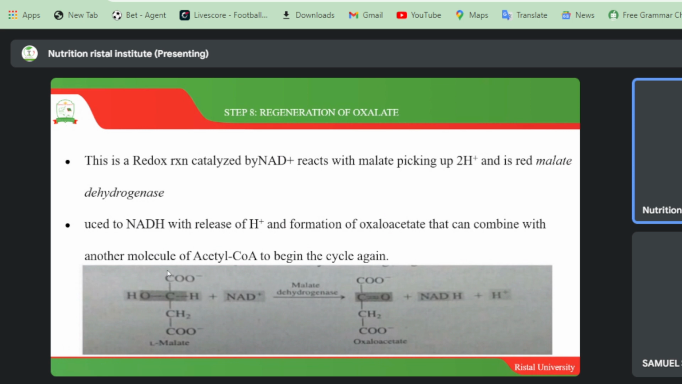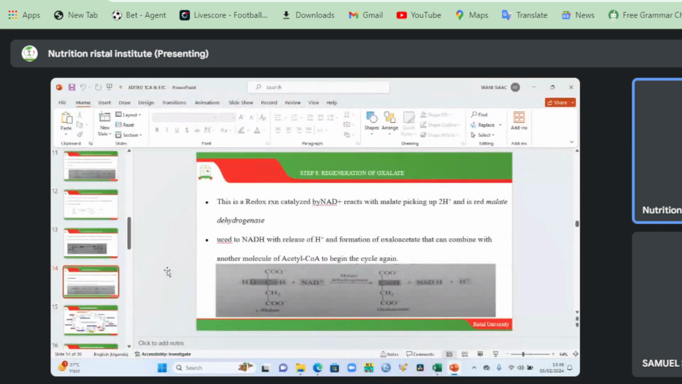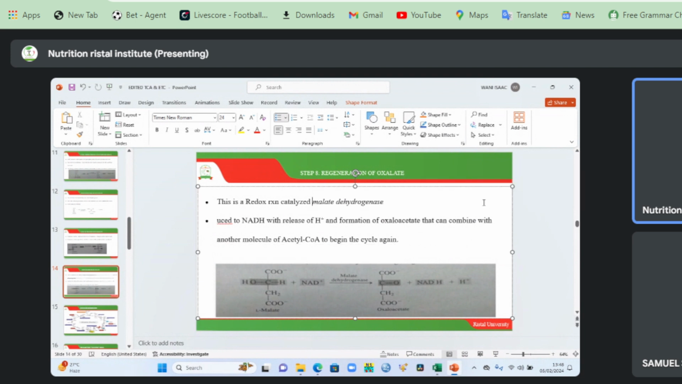It's a typo that we are seeing here. This redox reaction is catalyzed by malate dehydrogenase, and you can get to understand here that NAD reacts with that and is reduced.